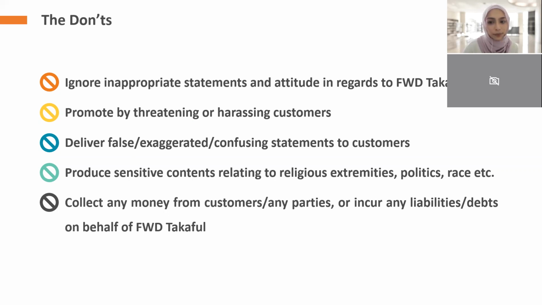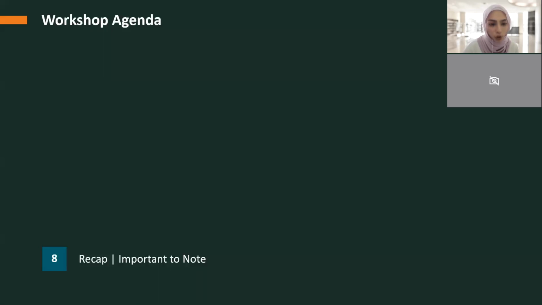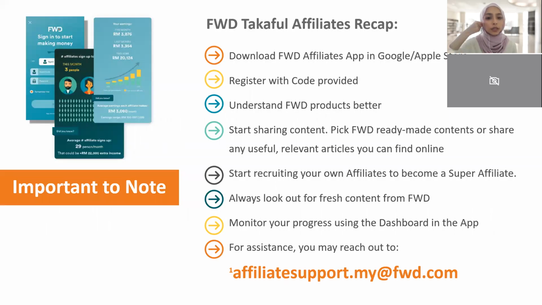Okay, so here's just a quick recap. Download the FWD app. That's the first thing you can do. Or you can choose to register with the code provided first. Either way works. Understand the FWD products a little bit better. You can either go through this briefing, since we will be sharing it out, or at the same time go through the FWD affiliate app. We share a lot about our products there. You can go through the FWD website and learn more about our products there as well.